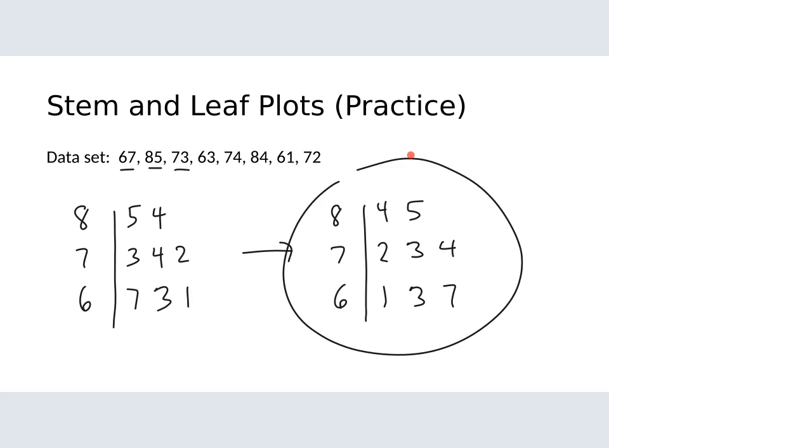Are there any questions about how we made or how to read a stem and leaf plot? A question might be, what number does this represent? And it would be 73, not just 3. That would be a way that you're reading a stem and leaf plot.